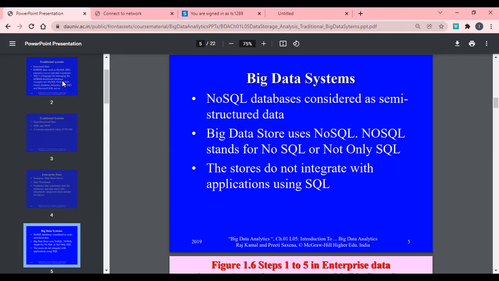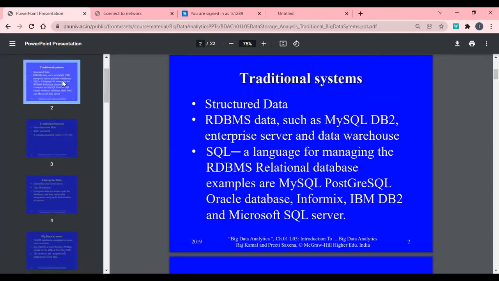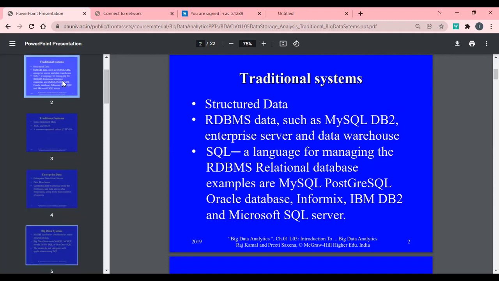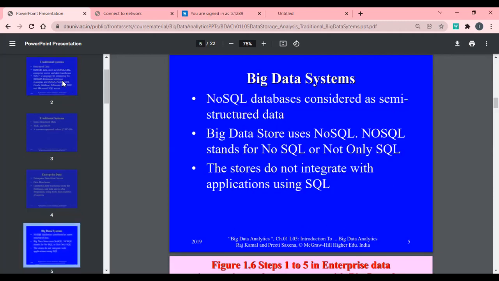Big data stores using NoSQL. NoSQL stands for not only SQL; the stores do not integrate with applications using SQL. Without SQL, we are going to store the data. That is called NoSQL data. In traditional systems we use SQL data, MySQL data. But big data analytics is totally changed. We are not using SQL. That is called a NoSQL database.